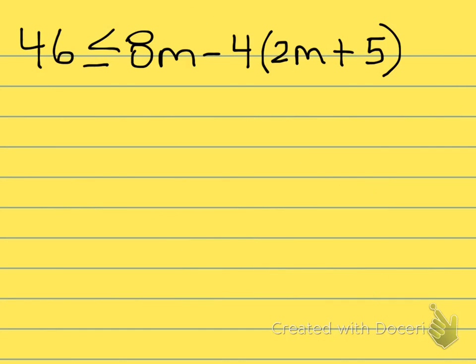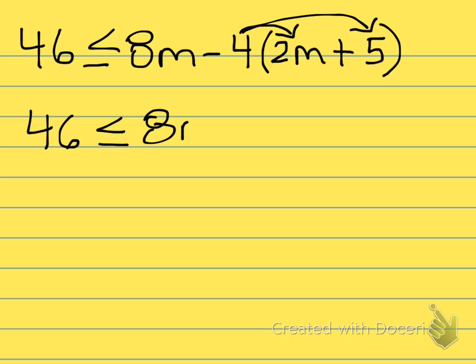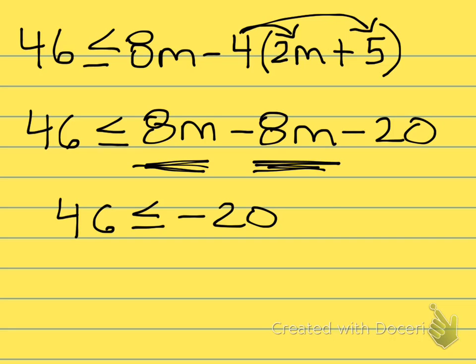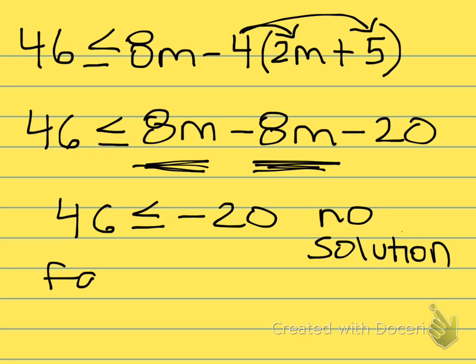We have one more like that, distributing the negative 4. Bring down everything else. So I get negative 8m minus 20. I can combine the variable terms since they're on the same side, and they cancel each other out. So I'm left with 46 is less than or equal to negative 20, which is a false statement. So if it's a false statement, I'm going to say no solution. And again, I don't need to do a number line.